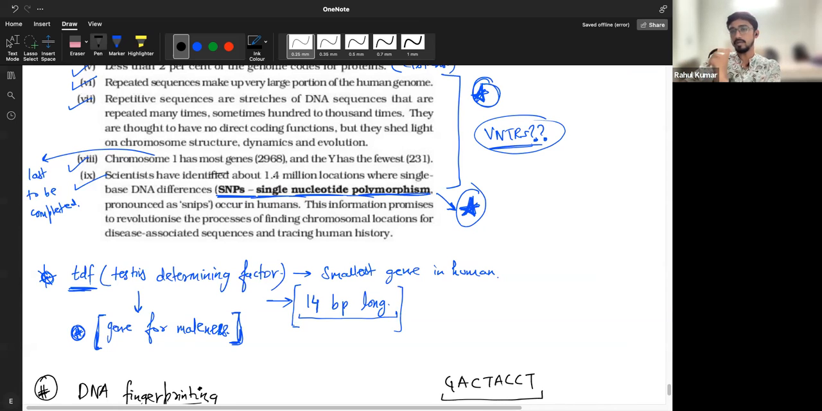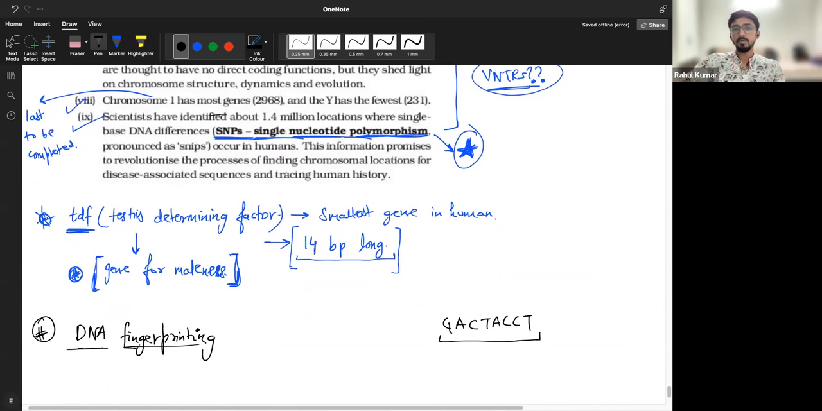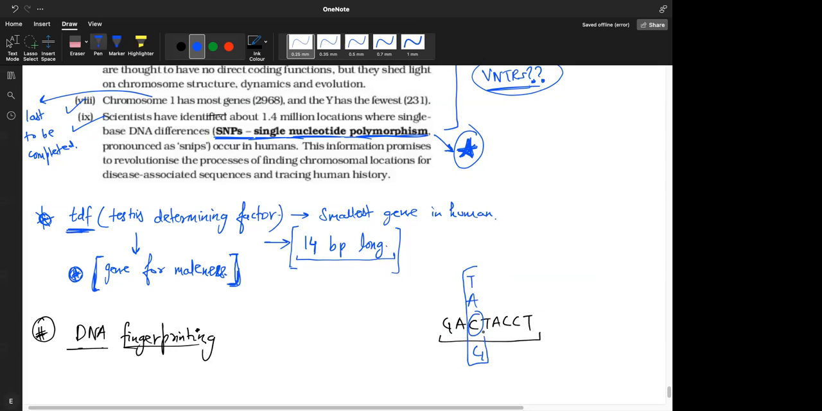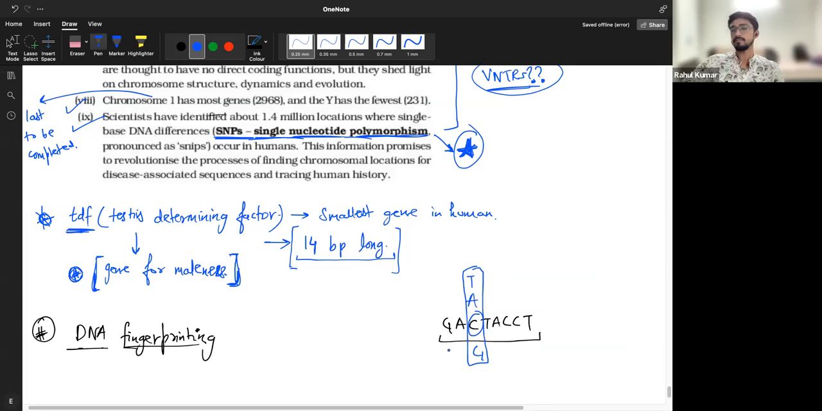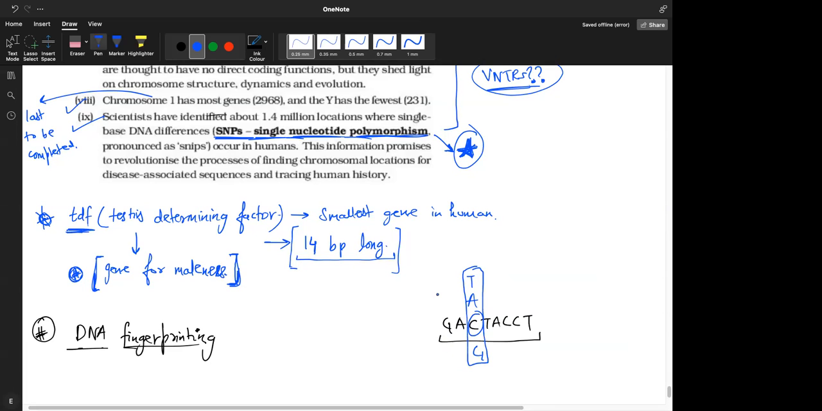The name says single means one, nucleotide means at one nucleotide, which contains a base, polymorphism. So there can be many forms. Let's say single nucleotide polymorphism is like this: at this place, in place of C, you have A. So it becomes GAATACCT, or you have G, it becomes GAGTACCT. You understand? Or it can be T. So at this one point, there are 4 possibilities. That is called polymorphism. Is it clear? Yes, sir. Everyone? Yes. So they are called SNPs.